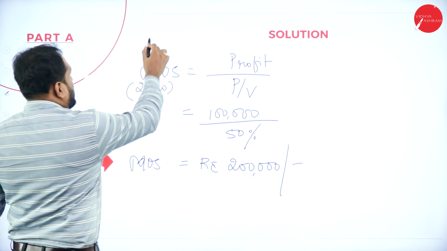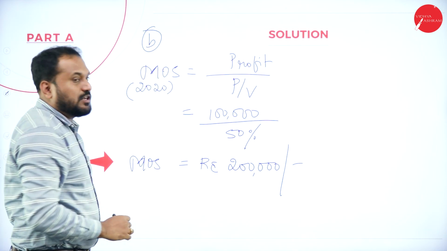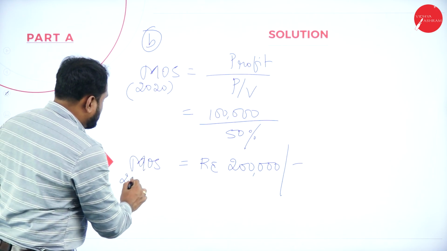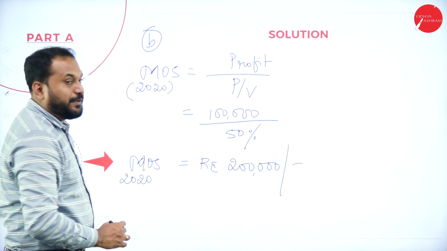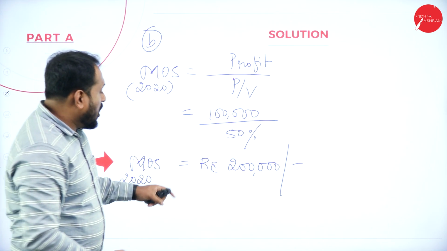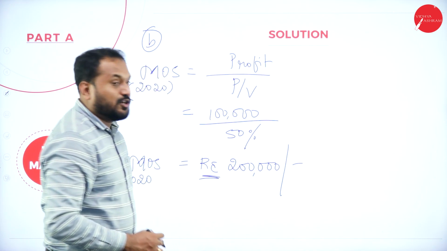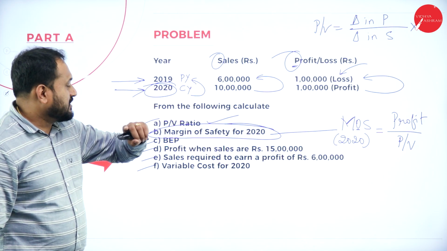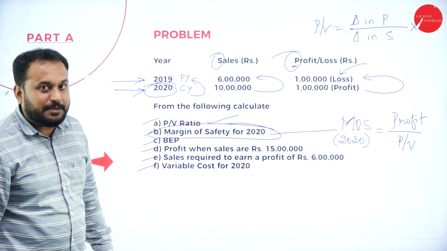Now here you should write the sub question B, which you have already found. So MOS in 2020 is how much? Because they have asked us specifically 2020, we should write here MOS in 2020 we have rupees 2 lakh. Always mention the word rupees. Always give a value for that. Now our MOS is also done. Next we have BEP.